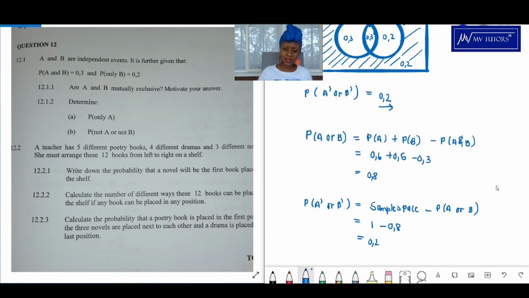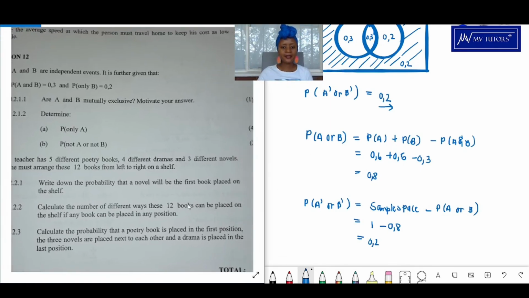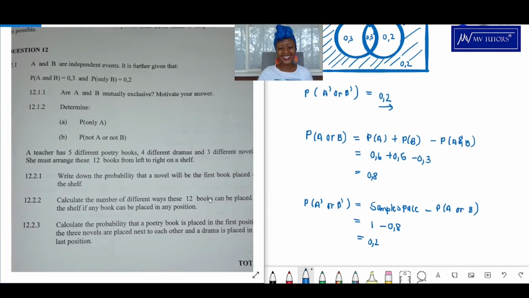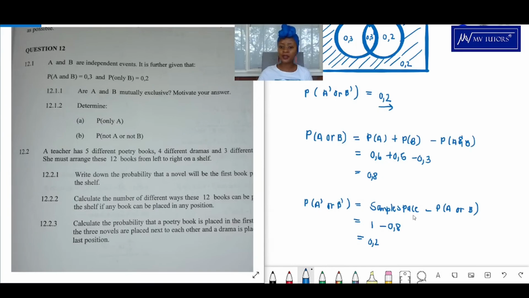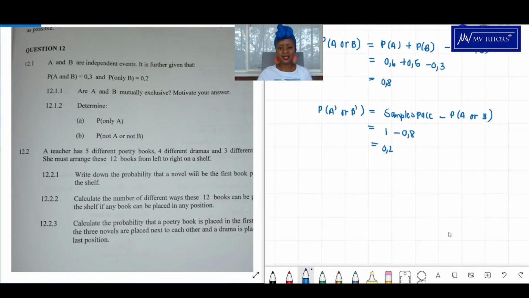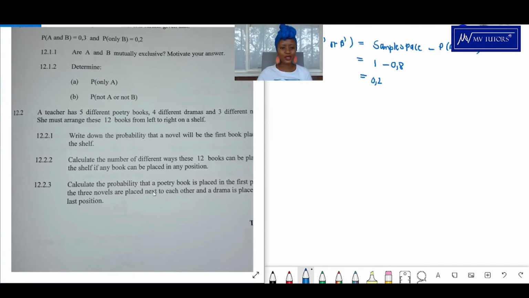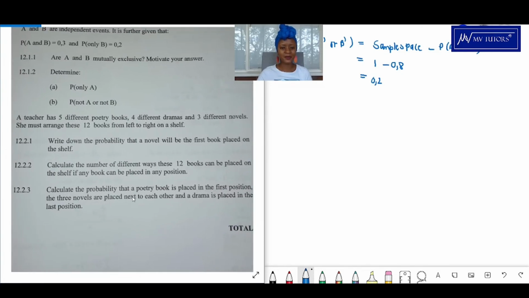Okay, sorry for taking so long, but I feel like sometimes it confuses people, and it was only 2 marks. Okay, but I hope the little bit of theory that we covered makes sense. All right, now we get to 12.2, the counting principle.